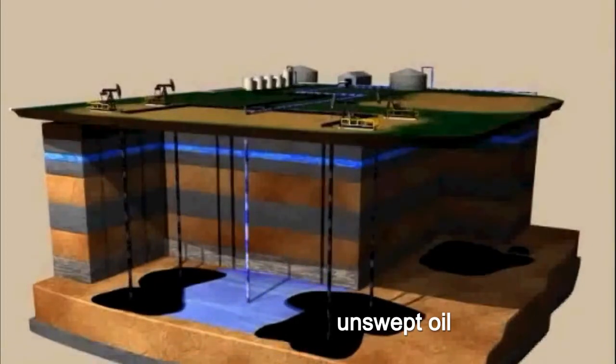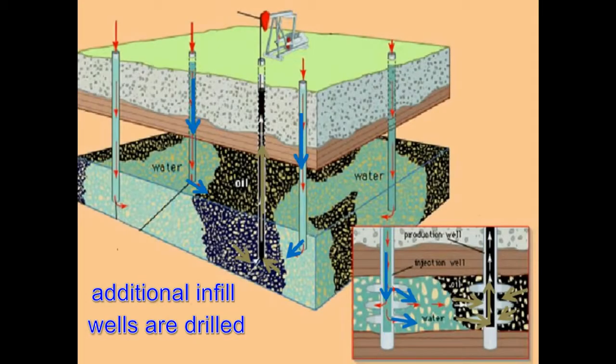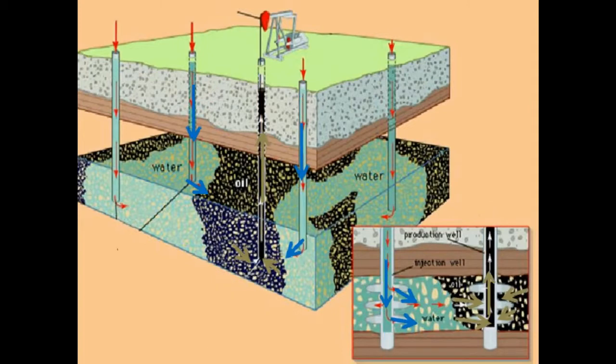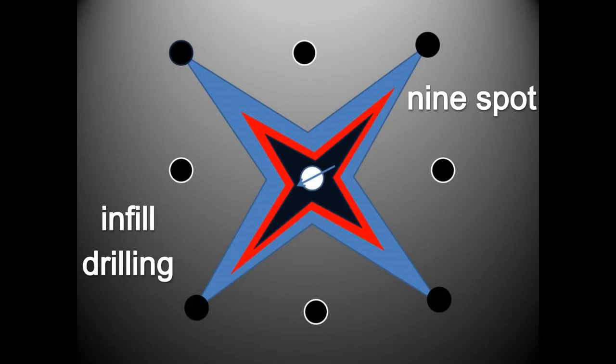To recover this unswept oil, the engineer sometimes drills additional wells that are called infill wells to get this remaining oil. Although expensive, the recovery of this unswept oil, still trapped in the reservoir, may make it worthwhile. Drilling more wells can convert a 5-spot pattern into a 9-spot pattern. It is also referred to as infill drilling.